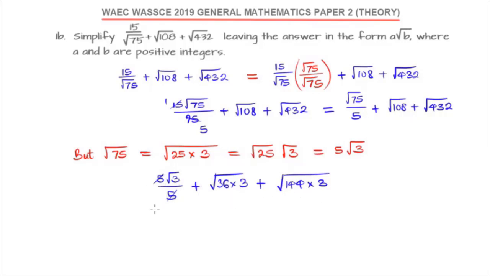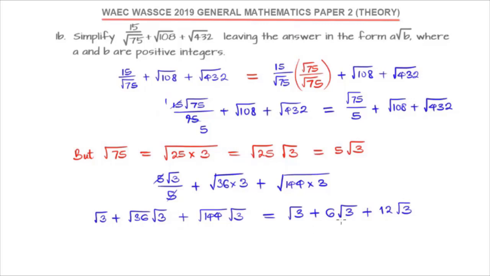So now, if we just cut out our 5s, we can have root 3 plus root 36 root 3, then for the third term, root 144 root 3. Now, that will give us root 3. Square root of 36 is 6, so we have 6 root 3. Then square root of 144 is 12, so we have 12 root 3. Now, for the root 3, we can take it as just a variable, say x plus 6 root 3 plus 12 root 3. You know, that will just give us 19x, but we are not using x in this case, we are using root 3. So if we just add the 3 entries, that will give us 19 root 3. And that is the format we're asked to find our solution.